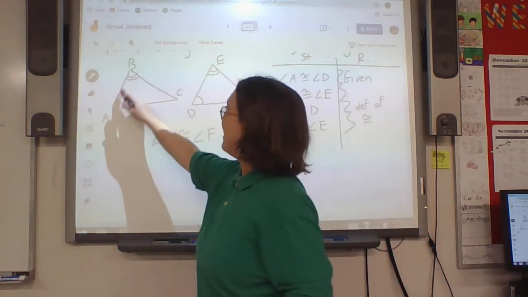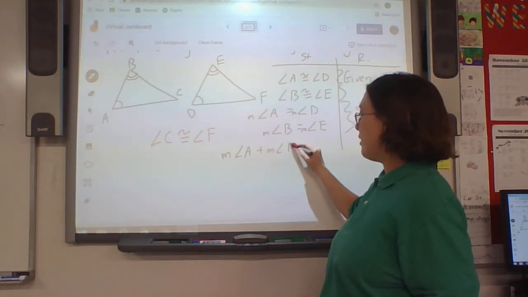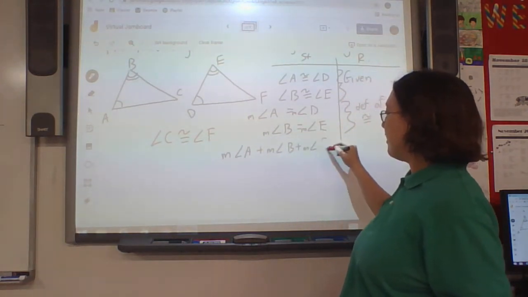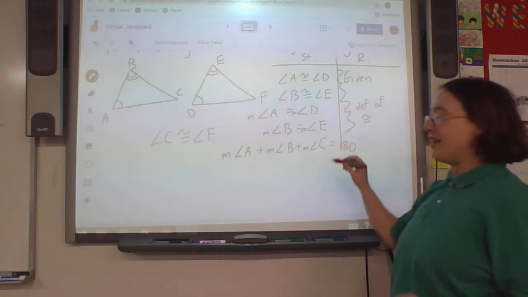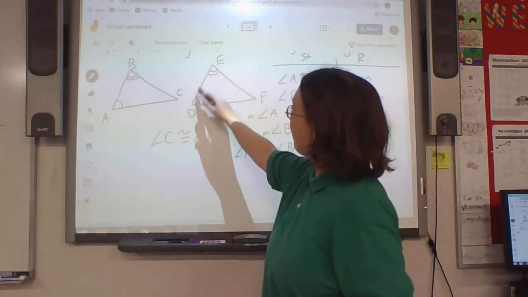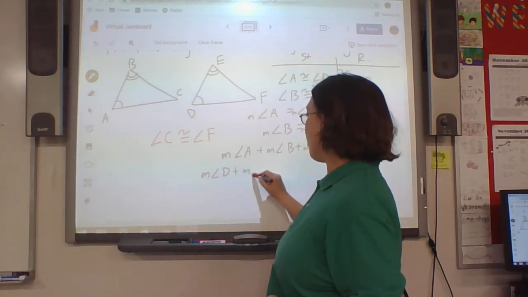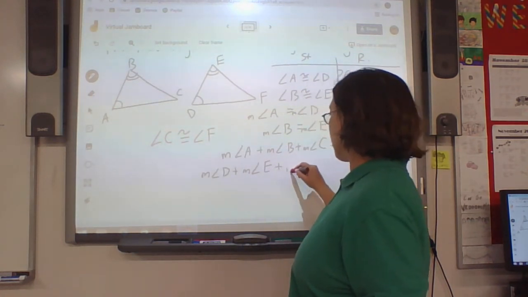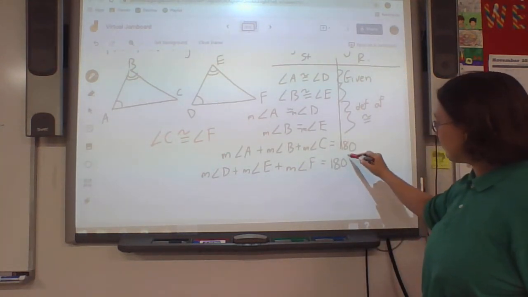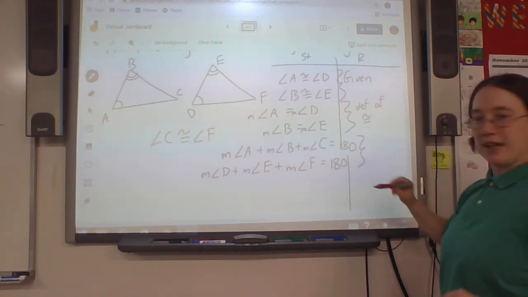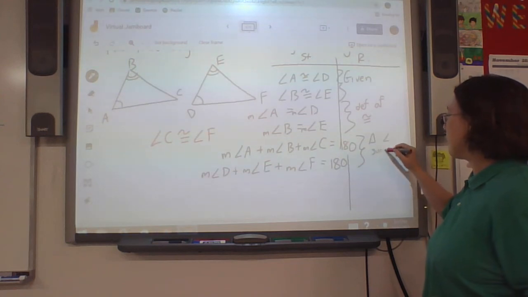So you can say the measure of angle A plus the measure of angle B plus the measure of angle C equals 180. Almost ran over. Okay, and we can also say that same thing about triangle DEF. So the measure of angle D plus the measure of angle E plus the measure of angle F is going to equal 180. And that's our triangle angle sum theorem that we were looking at yesterday. So triangle angle sum theorem.